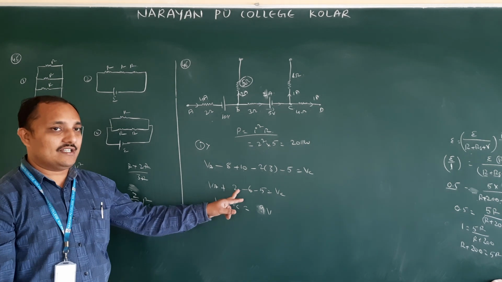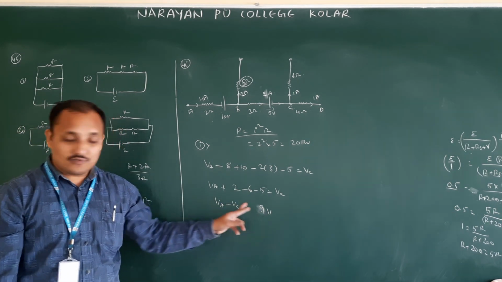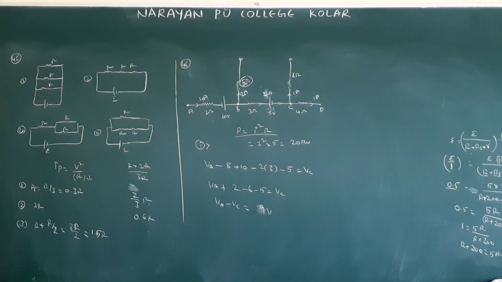Minus 6 plus 2, minus 4. Minus 4 minus 5, minus 9. Minus 9 is going this side, plus 9. So VA minus VC, they gave 9 volts. Therefore 2 is correct. Next, 3: VA minus VD.